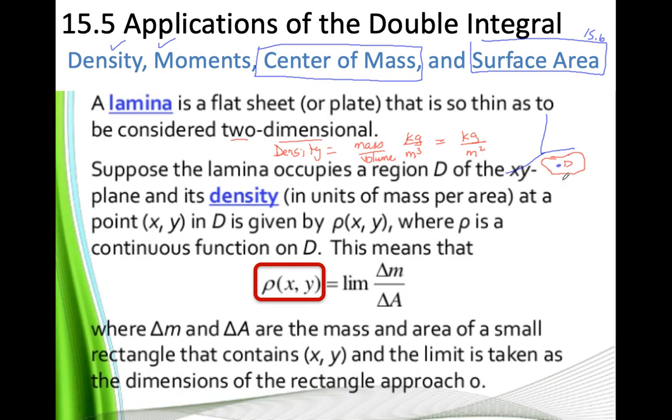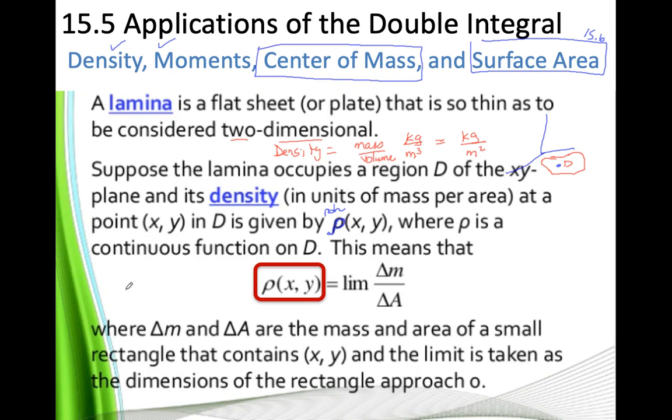And we're going to pick some random point inside of here, and we're going to say that its density is described by this function rho of x, y, where the density function is continuous. Sometimes you'll see it written in a curly form like this. And you're taking the limit of the change in the mass compared to the change in area.